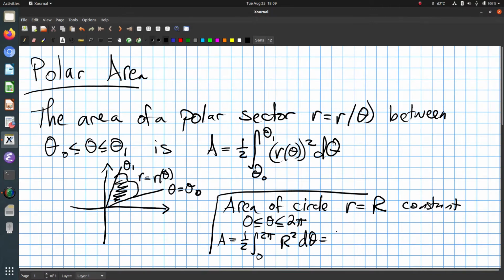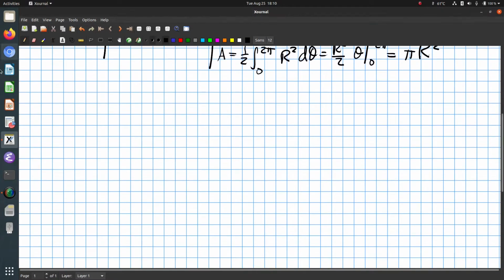Well, what do you get? You get capital R squared over 2, theta between 0 and 2 pi, and right away you'll see that we get pi capital R squared. So that's how the formula works. The 1/2 in the formula is due to the fact that our radians go between 0 and 2 pi. Okay, let's try a little bit more substantial formula.